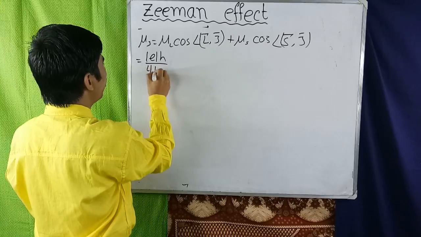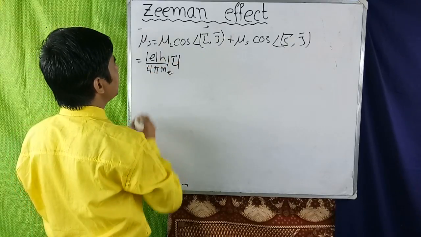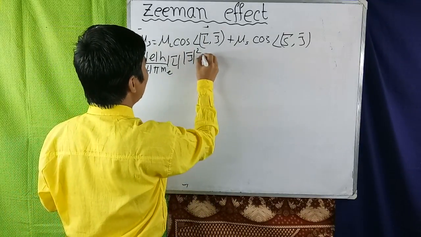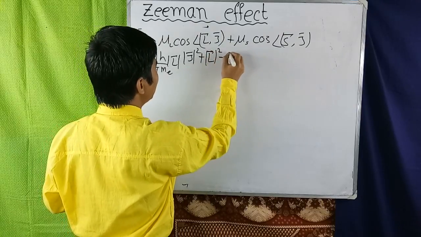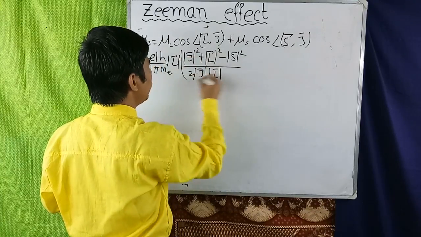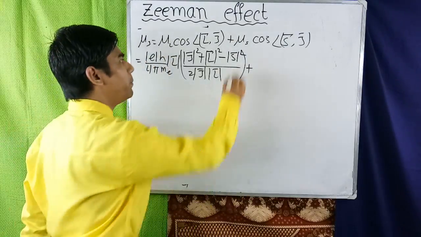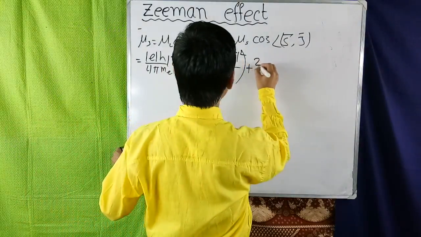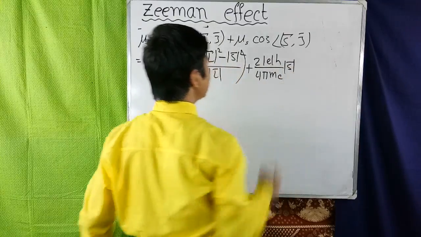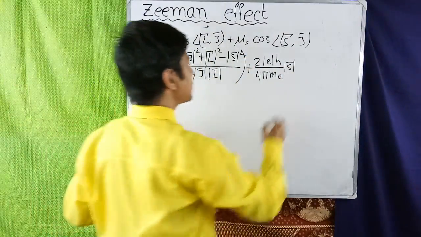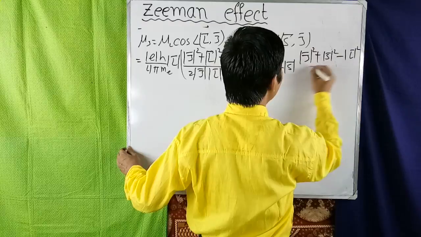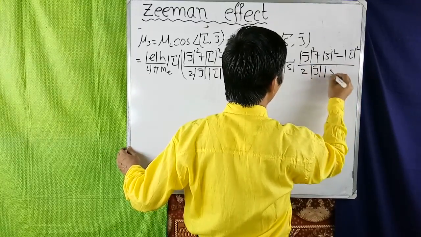this equals e h by 4 pi m e into modulus of L into the value of cos of angle (L, J), which is modulus of J square plus L square minus S square by 2 into modulus of J into modulus of L. Plus, if we put the value of mu S, we get 2 into e h by 4 pi m e into modulus of S, and the value of cos of angle (S, J) is modulus of J square plus modulus of S square minus modulus of L square by 2 into modulus of J modulus of S.